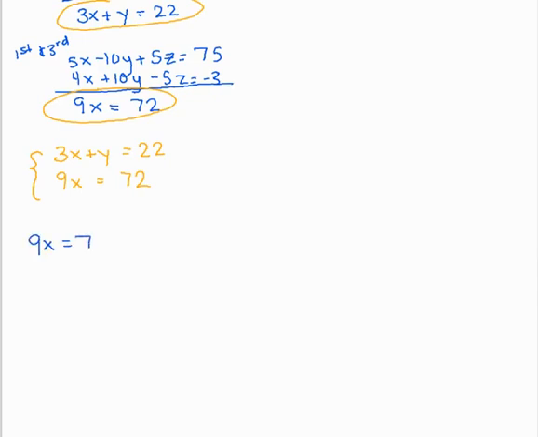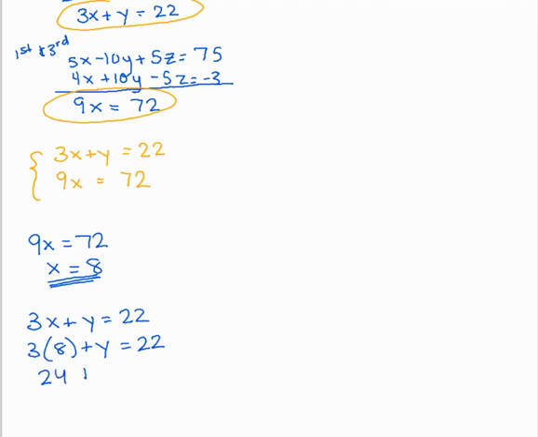For our case here, we can solve this 9x equals 72. So if 9x equals 72, x will be 8. Now I can take that and plug it into the other equation, 3x plus y equals 22. I'll plug in the 8. This will allow me to determine what y is. So we get 24 plus y equals 22. So y will equal -2.